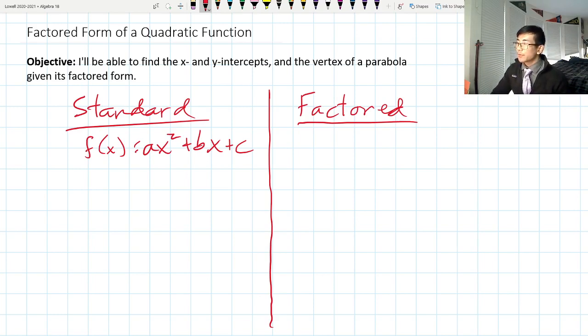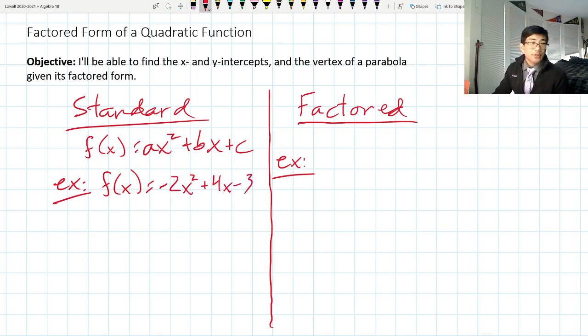So the factored form, I'm going to say f of x, because it's still a quadratic, is going to look like this, and we're just going to use an example. Actually, we're going to do an example of both of them. An example here, an example here. So these are going to be two different functions. We're going to draw f of x right here is equal to negative 2x squared plus 4x minus 3. Pretend. Okay? And this one over here, we're going to call this one g of x.